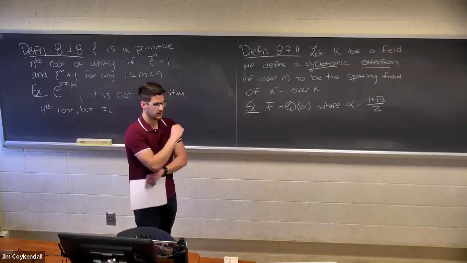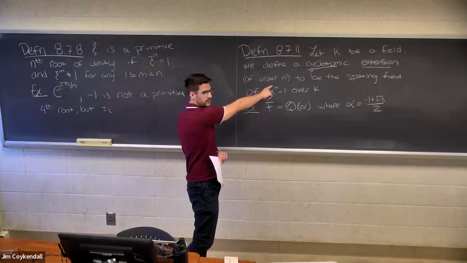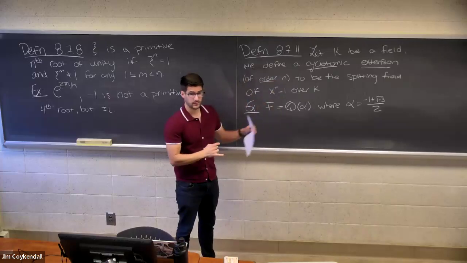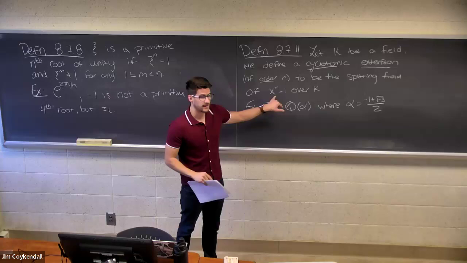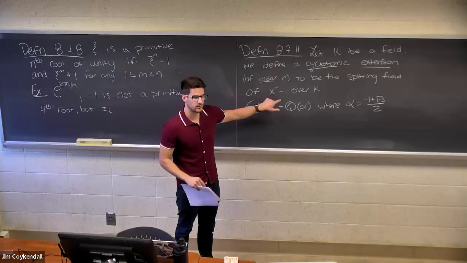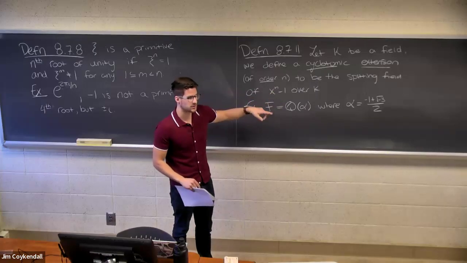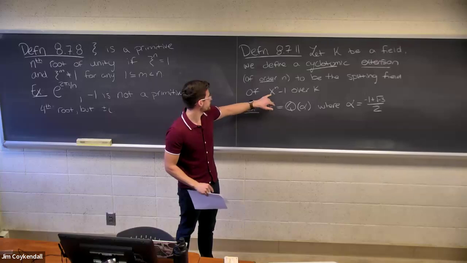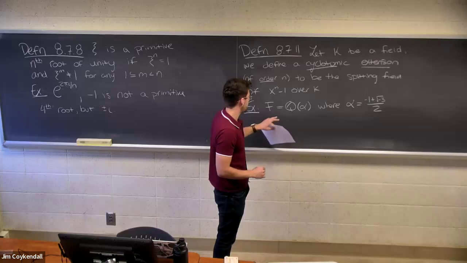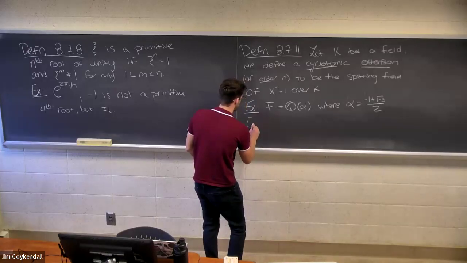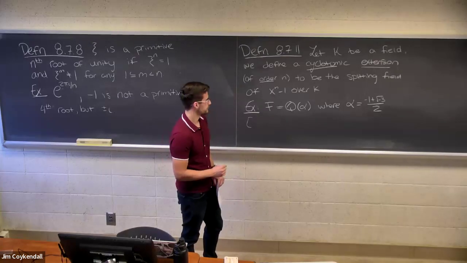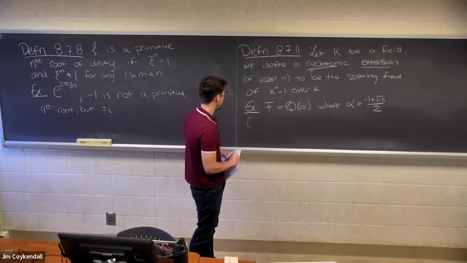What is the n in this case? Now, n might be confusing. n is not the dimension of the extension. It bounds above the dimension of the extension, but x to the n minus 1 won't be irreducible most of the time. So normally the dimension of the extension will almost always be strictly less than n. So what is the dimension of this extension over Q? 2, right.